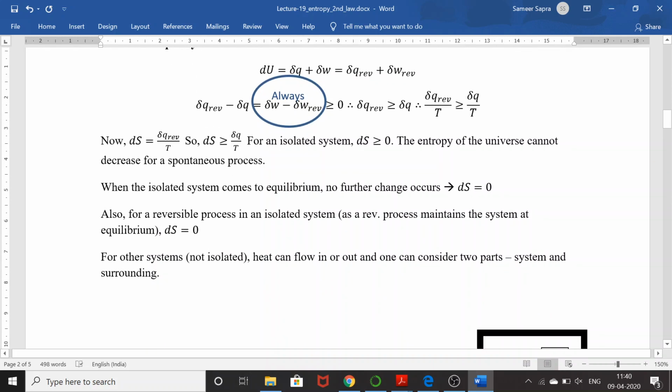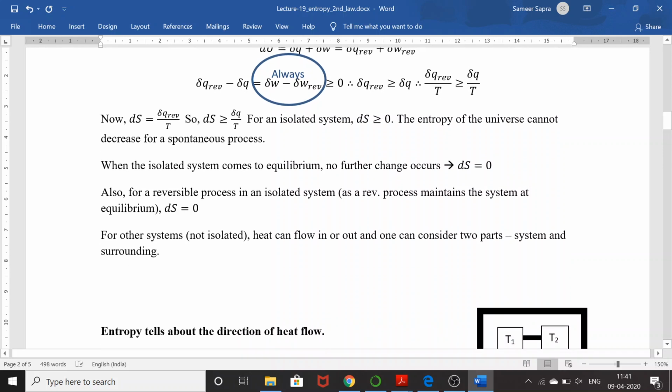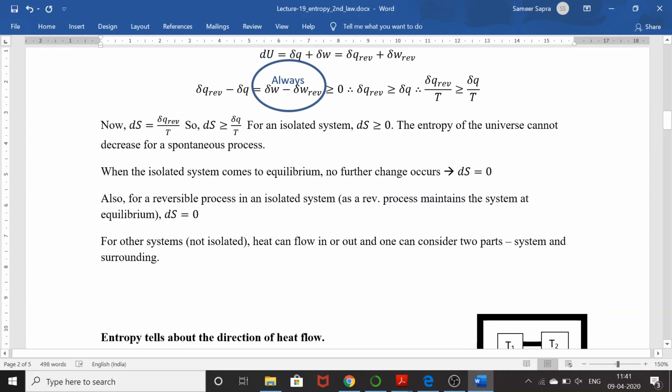Okay. For other systems which are not isolated, how would one calculate this entropy? How would one get to know the entropy? One has two parts of the whole arrangement, let's say. One is the system, and the other is called the surrounding. For a spontaneous process, dS system plus dS surrounding must be greater than or equal to 0. So that's what the second law is.